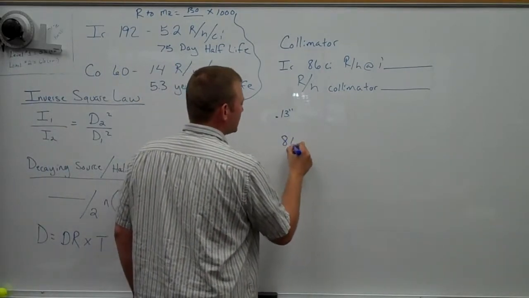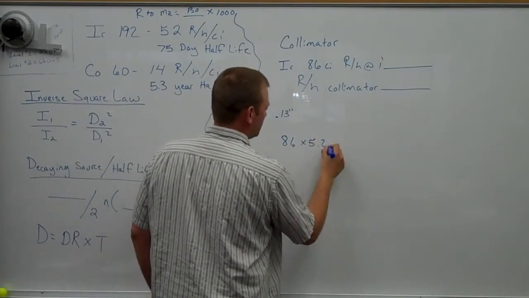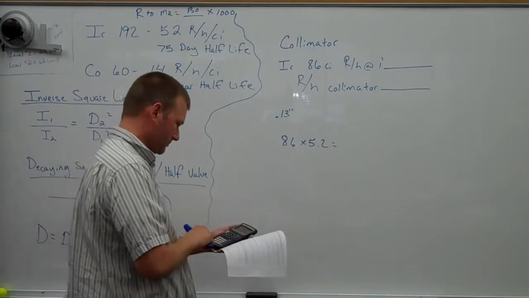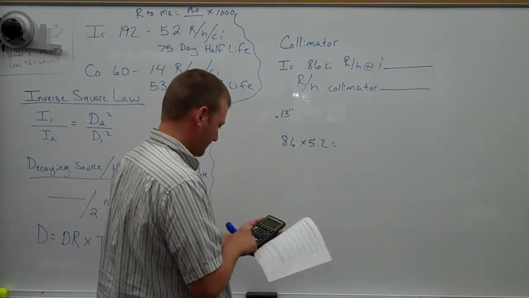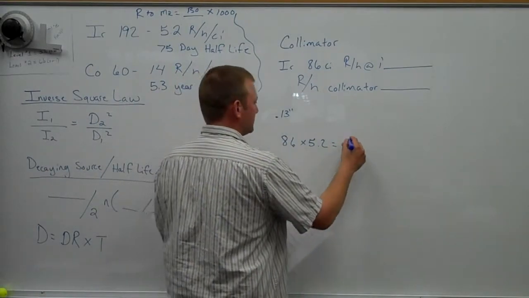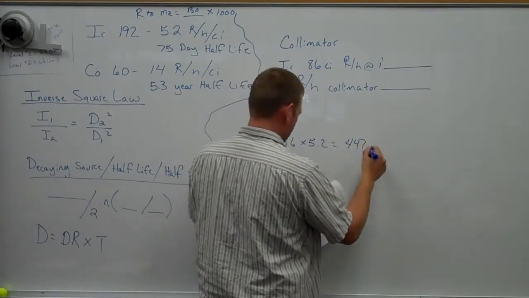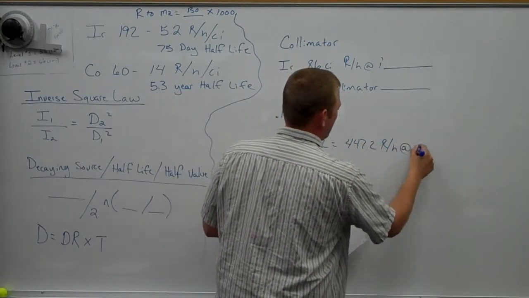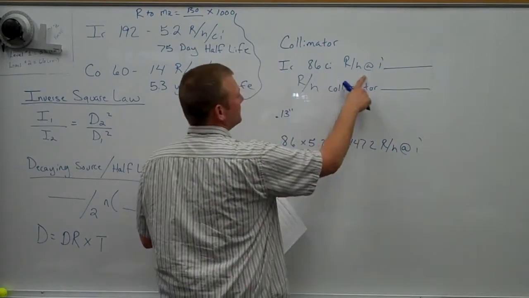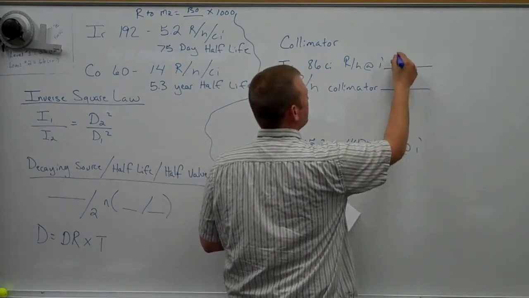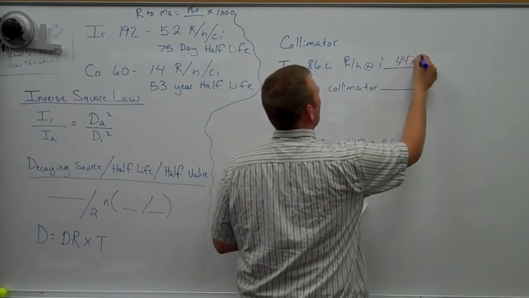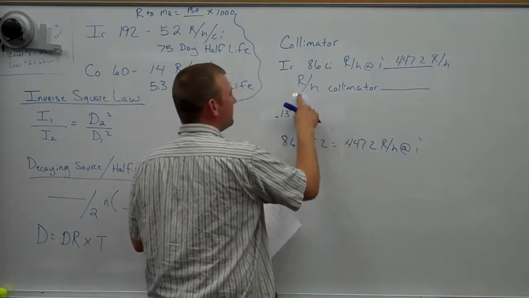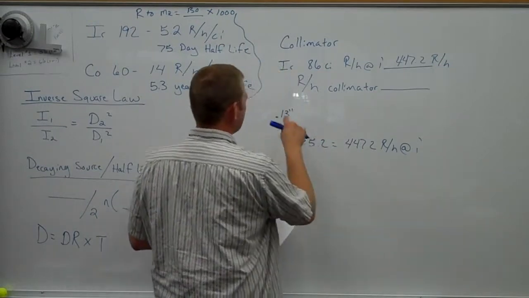So we need to go 86 curies times 5.2. Handy dandy little calculator here. That tells us that's 447.2 Rankins per hour at 1 foot. 86 curies, Rankins per hour at 1 foot. There it is. 447.2 Rankins per hour.